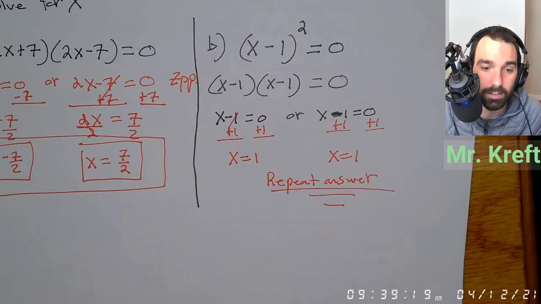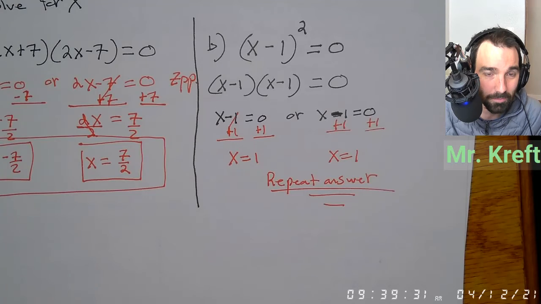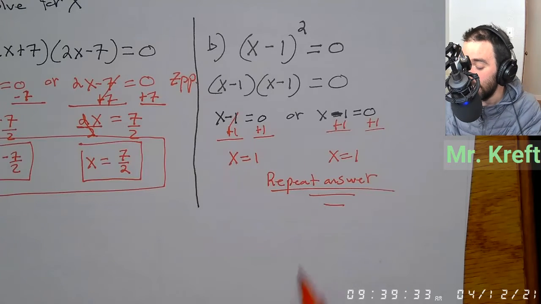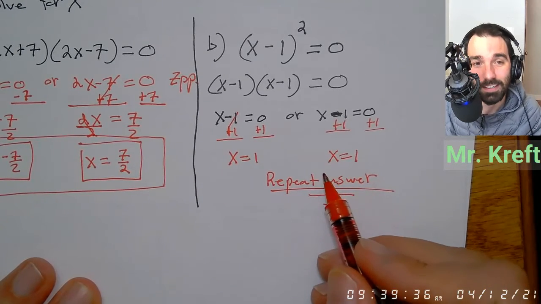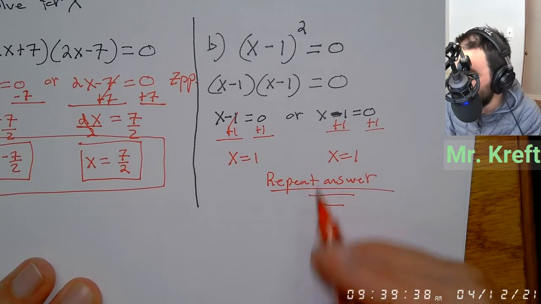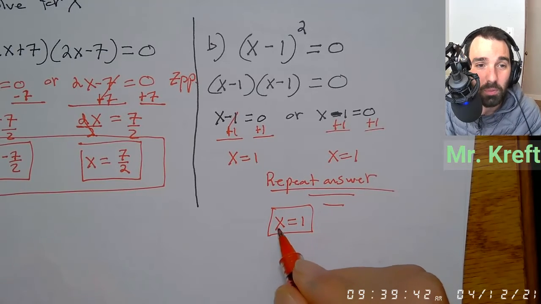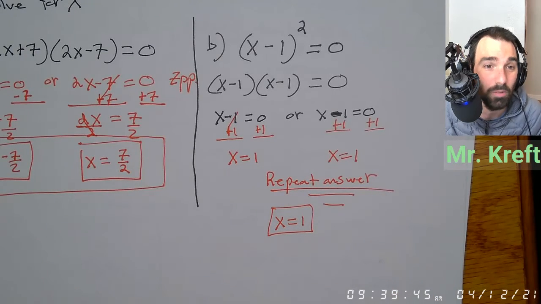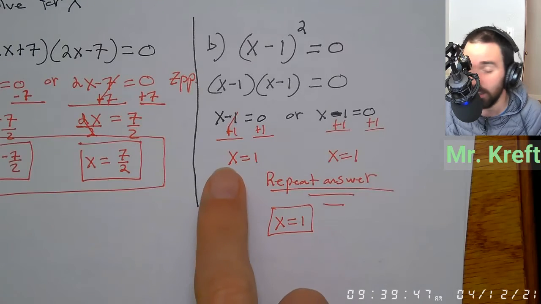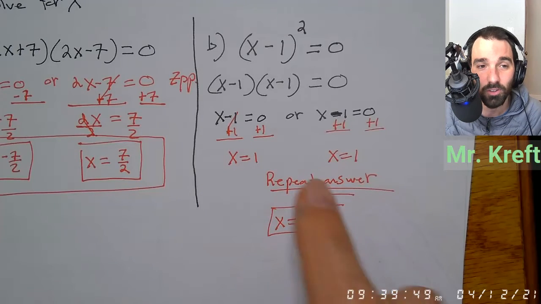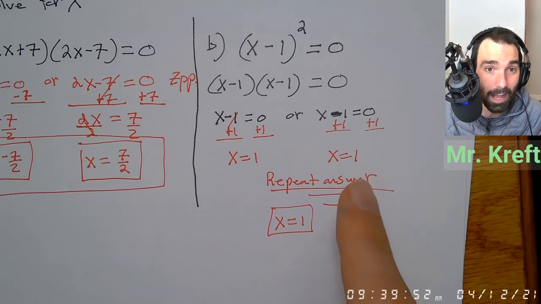Okay, this is called a repeat answer. That is, x equals 1 is the same answer as x equals 1. So you might be like, oh, no big deal. But later on, this is a big deal. Okay? So this actually means something when you guys are going to be in Algebra 2. So for right now, I'm going to just say x equals 1. There's only one answer. But it's important to know that it was repeated.